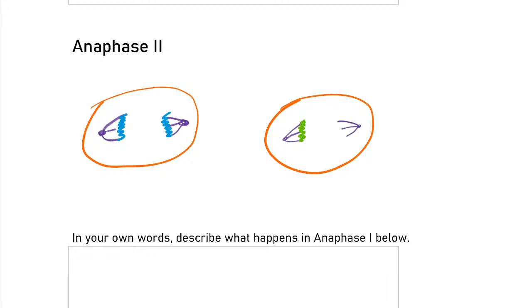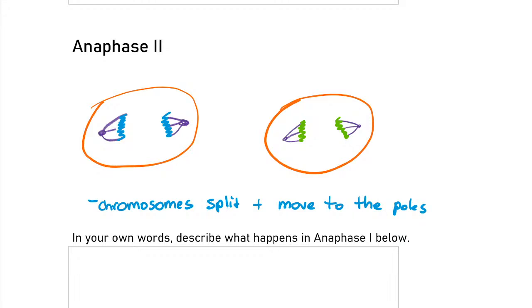Which means finally, we are going to get cells that aren't replicated. And they need to not be replicated before they can be workable cells. Because again, you can't every time you make a new cell have it contain twice as much information. And so now we have the chromosomes split, and move to the poles. And now we have 23 and 23, and these are not replicated.